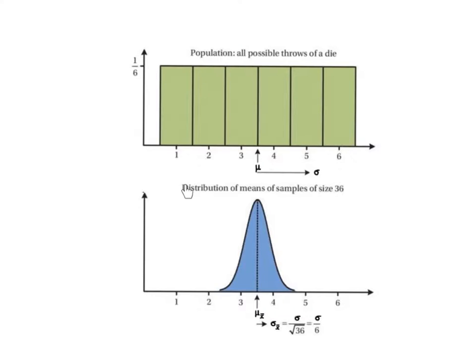Here we have the distribution of means of sample size 36. And we can see that we have a normal curve. The mean, again, lies in the centre, it's 3.5. And to get the standard error of the mean, it's the standard deviation divided by the square root of n, which is the sample size, which in this case is 36. And the square root of 36 is 6. So it's the standard deviation divided by 6.